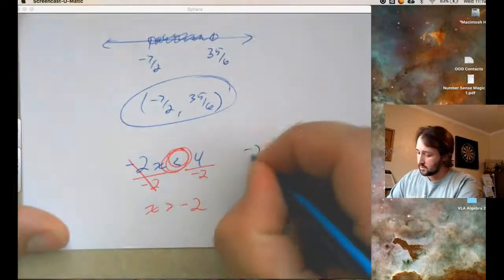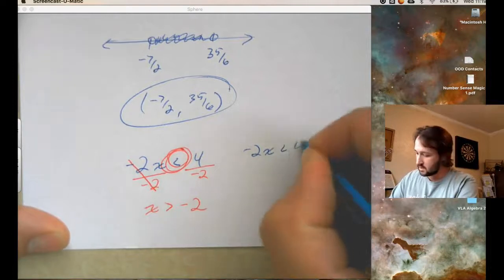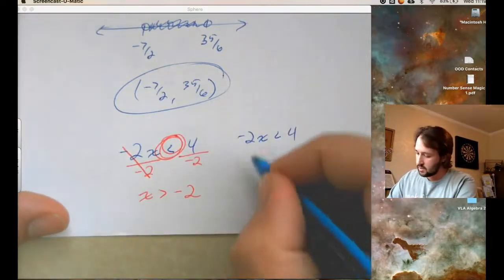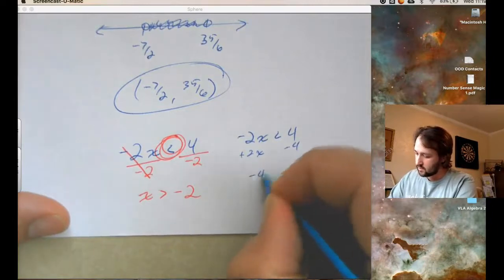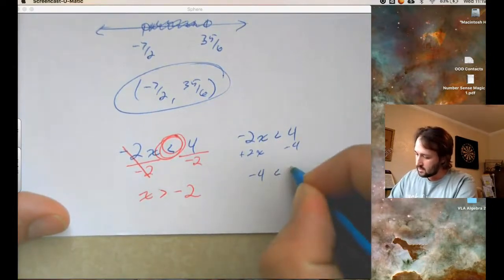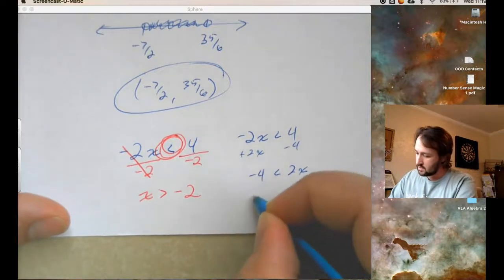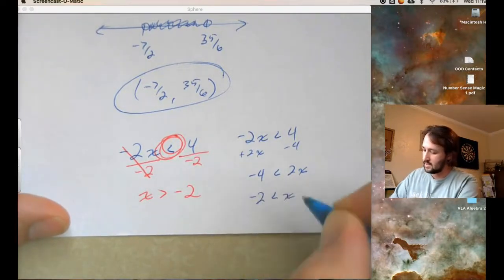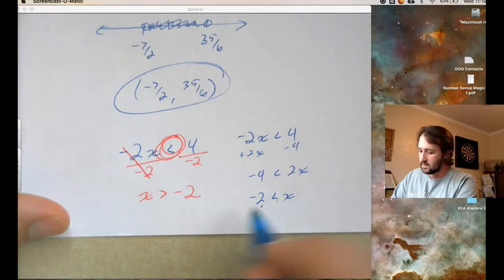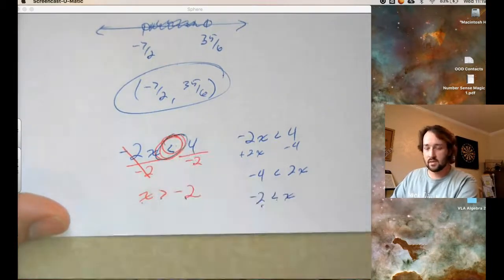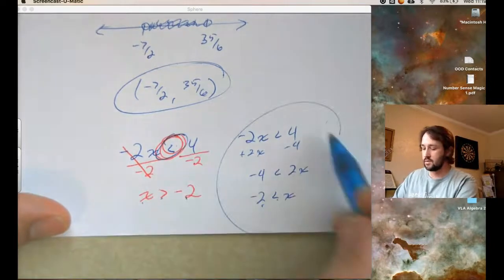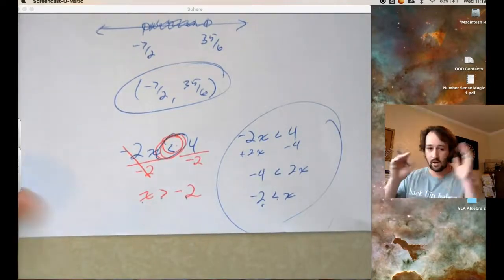Here's why the trick works real fast, and then I'll shut up. I know this is a long one, I'm sorry. But if we take the long way and we add 2x, and we subtract 4 from both sides, this will be negative 4 less than 2x, and then I can divide by the 2, so negative 2 less than x. So look, x is greater than negative 2, x is greater than negative 2. This change the sign thing is just a shortcut for doing it the long drawn out way. All right, I'll shut up.